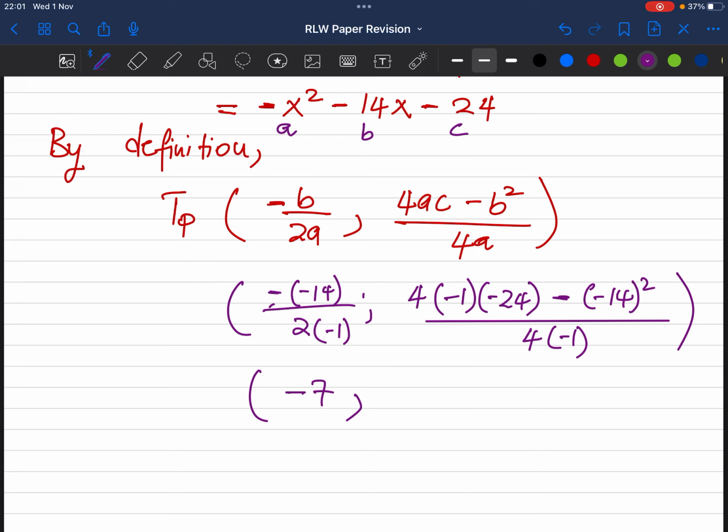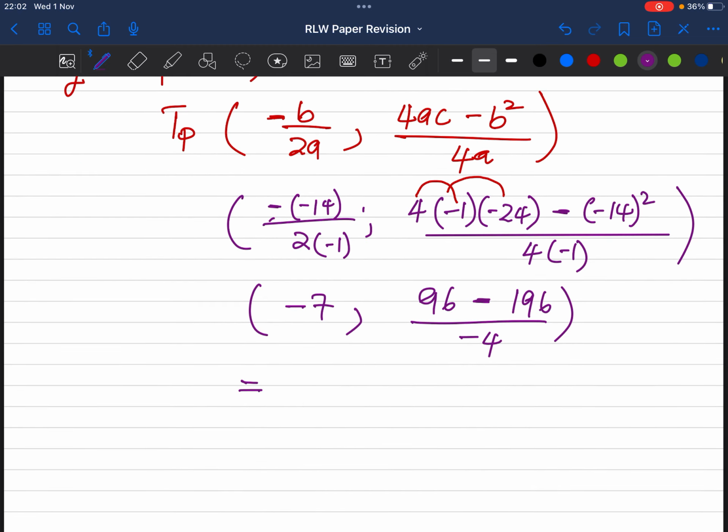Now let us check. We have negative 4 times negative 1, that's negative 4. Then negative 4 times negative 24, that's just positive 96. So we have positive 96 on top. Then minus negative 14 to the power of 2, which is just 196, divided by 4 times negative 1, that's negative 4 there.